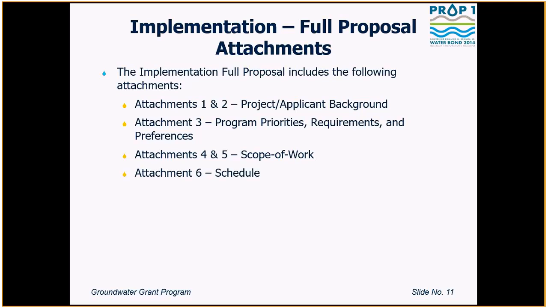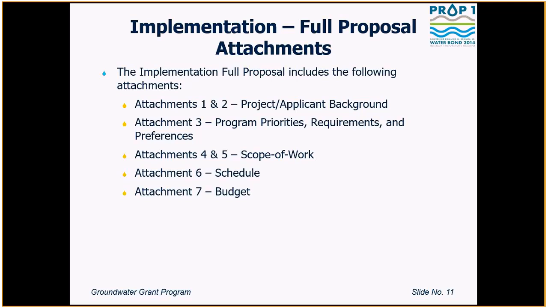Attachment 6 is for the schedule. So information in this attachment must demonstrate that the project can be completed within the appropriation timeframe. The appropriation timeframe is June of the year 2023. The schedule must be consistent with the scope of work and the budget. It also needs to include a Gantt or similar type of chart and a narrative that should include milestones, applicable permits, and activities for closeout.